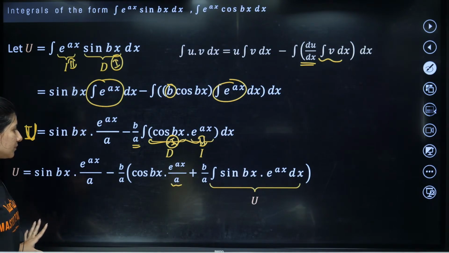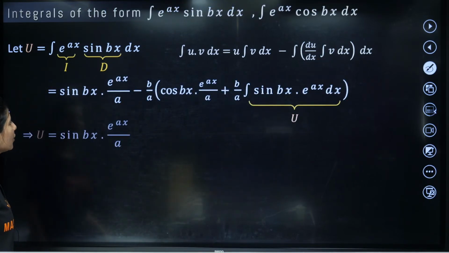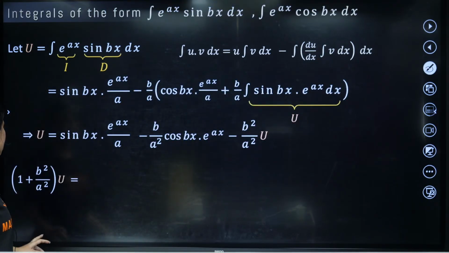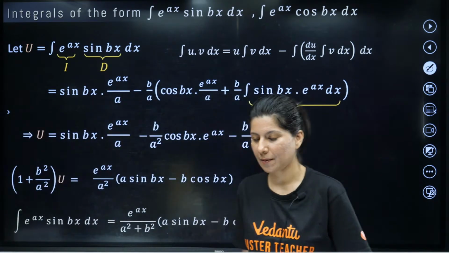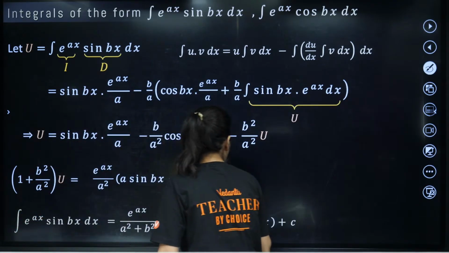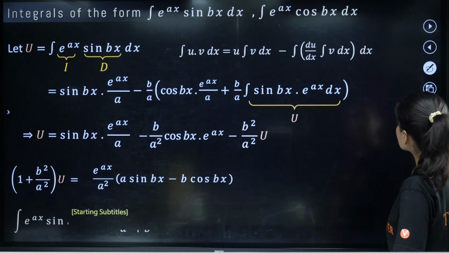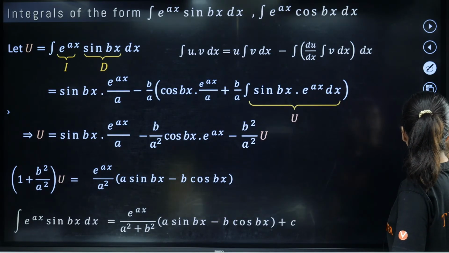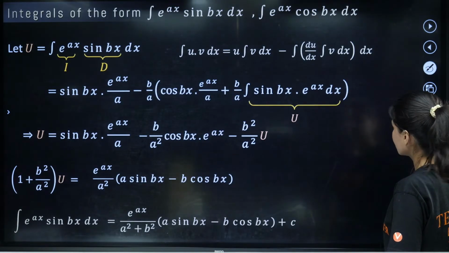Now mark it as u, and if you solve it, your u will directly come out, so the final result will be this. Let me just tell you. Are you getting it? How am I getting this? Let me do it.